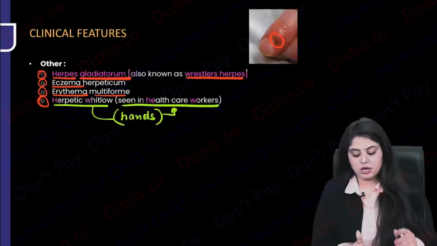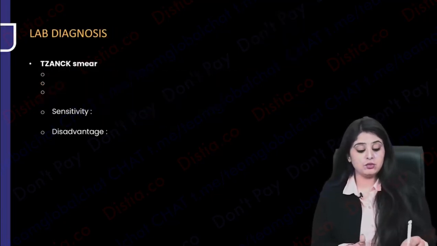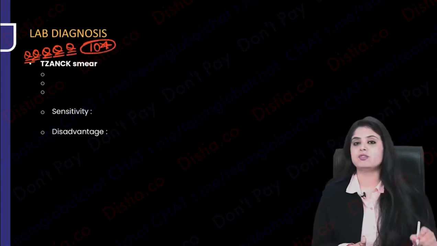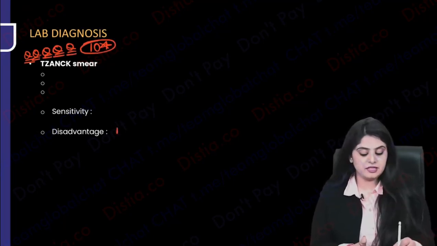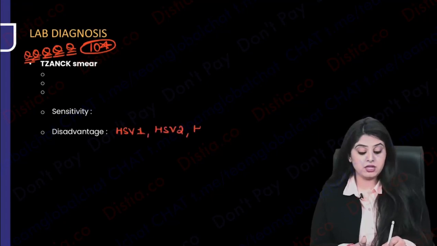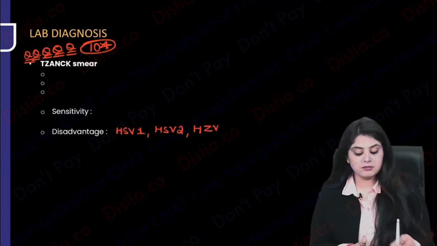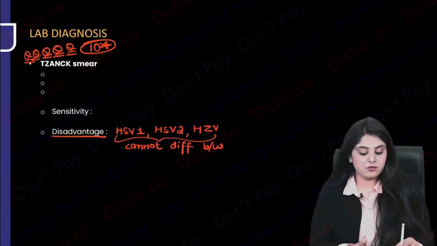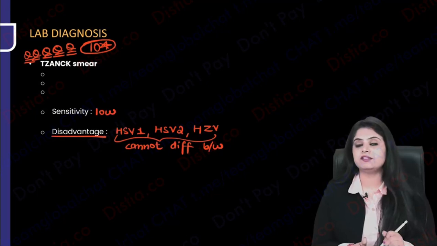Theek hai? Chalo, now moving forward, let's do the lab diagnosis. You have this question which has been asked 10 times. So I'll put like 10 star if I can add, not even 5 star. 10 star question. What do we do a Tzanck smear for? Tzanck smear is done for everything. It is done for HSV1, it can be done for HSV2, it can even be done for that herpes zoster virus, abhi baad mein. So you will ultimately realize that the disadvantage is that it cannot differentiate between any of these. It is done for everything. Therefore, and also one more problem is iska sensitivity is low.